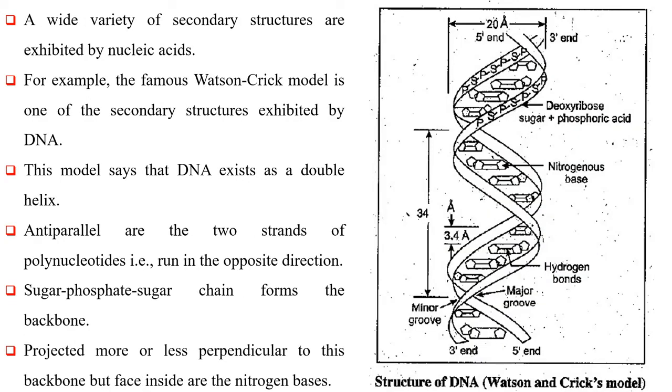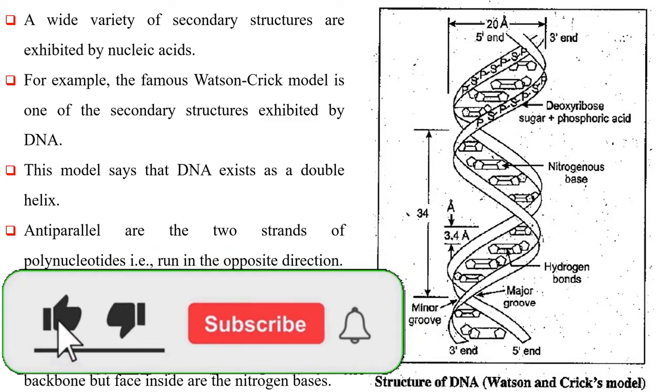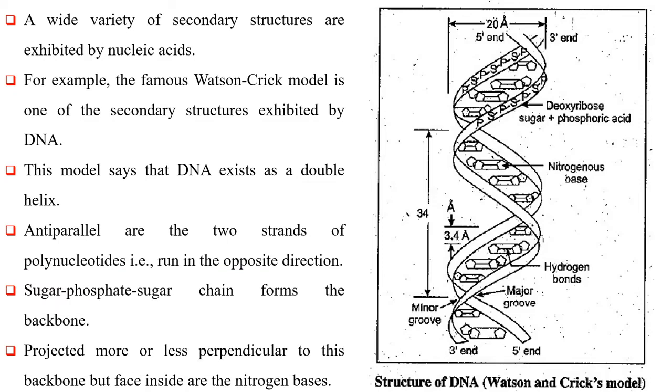A wide variety of secondary structures are exhibited by nucleic acids. For example, the famous Watson-Crick model is one of the secondary structures exhibited by DNA. This model says that DNA exists as a double helix. The two strands of polynucleotides are antiparallel, that is, they run in opposite directions. The sugar-phosphate chain forms the backbone, and projected more or less perpendicular to this backbone but facing inside are the nitrogen bases.